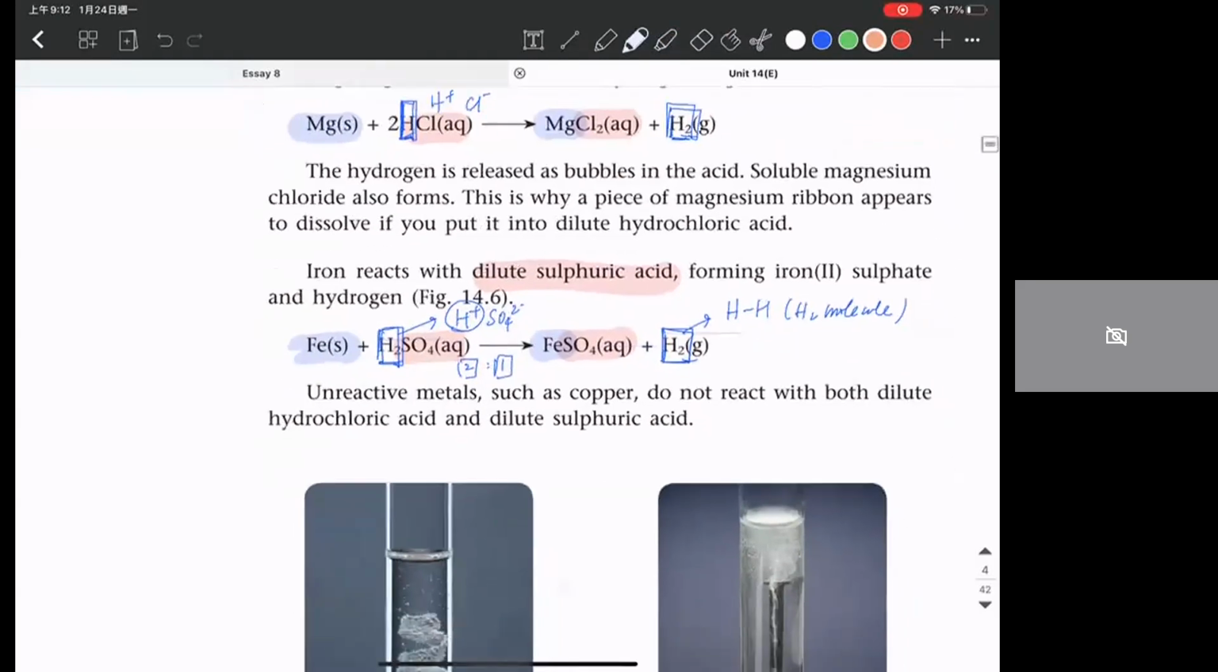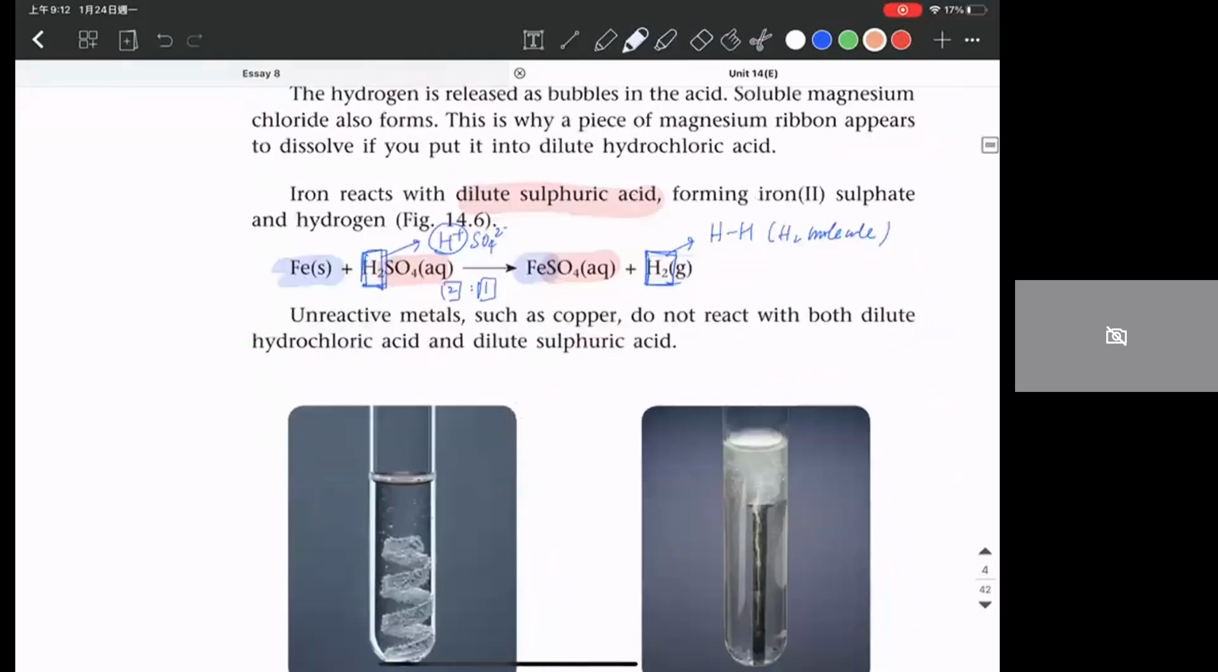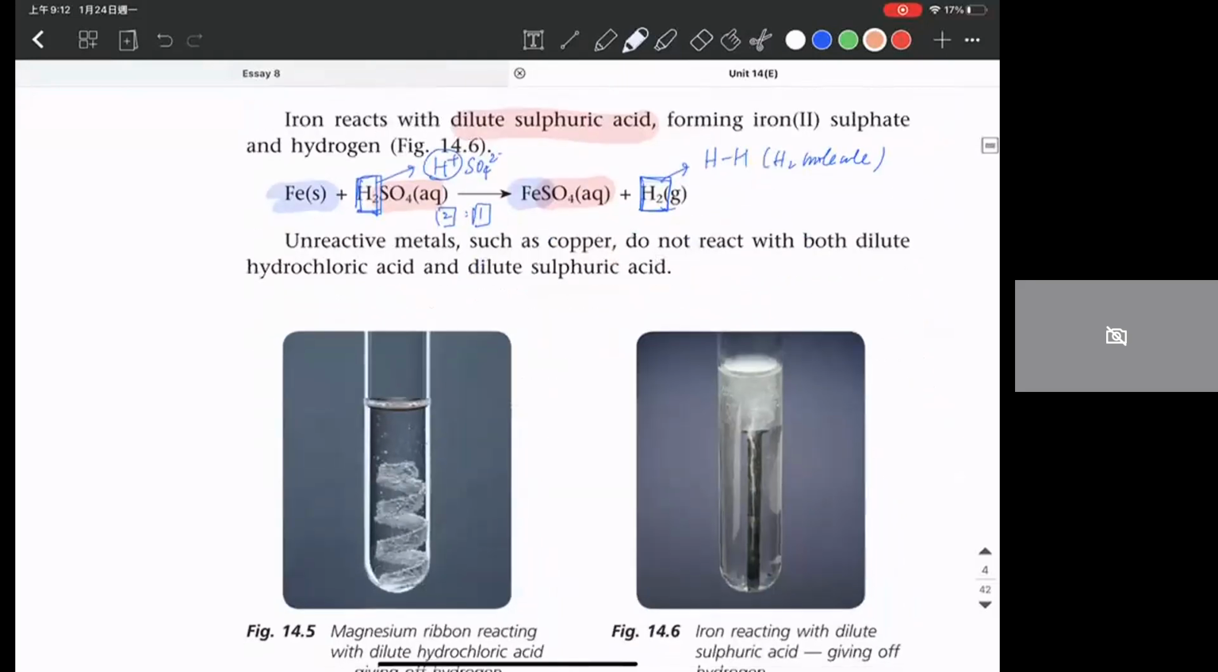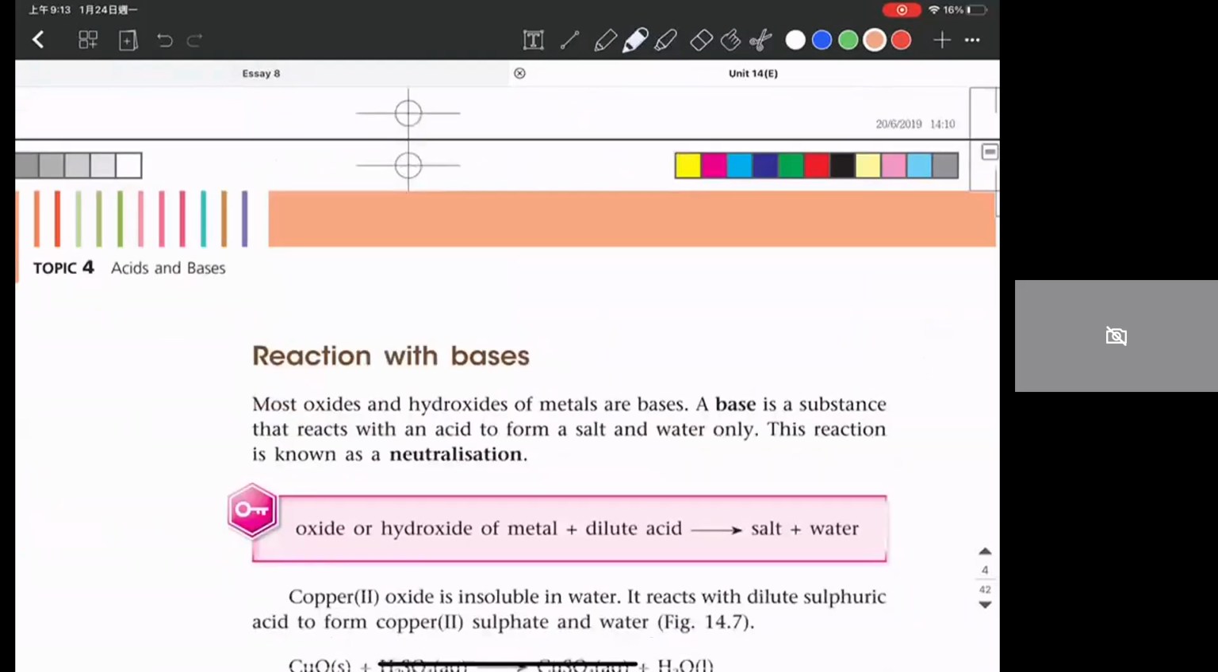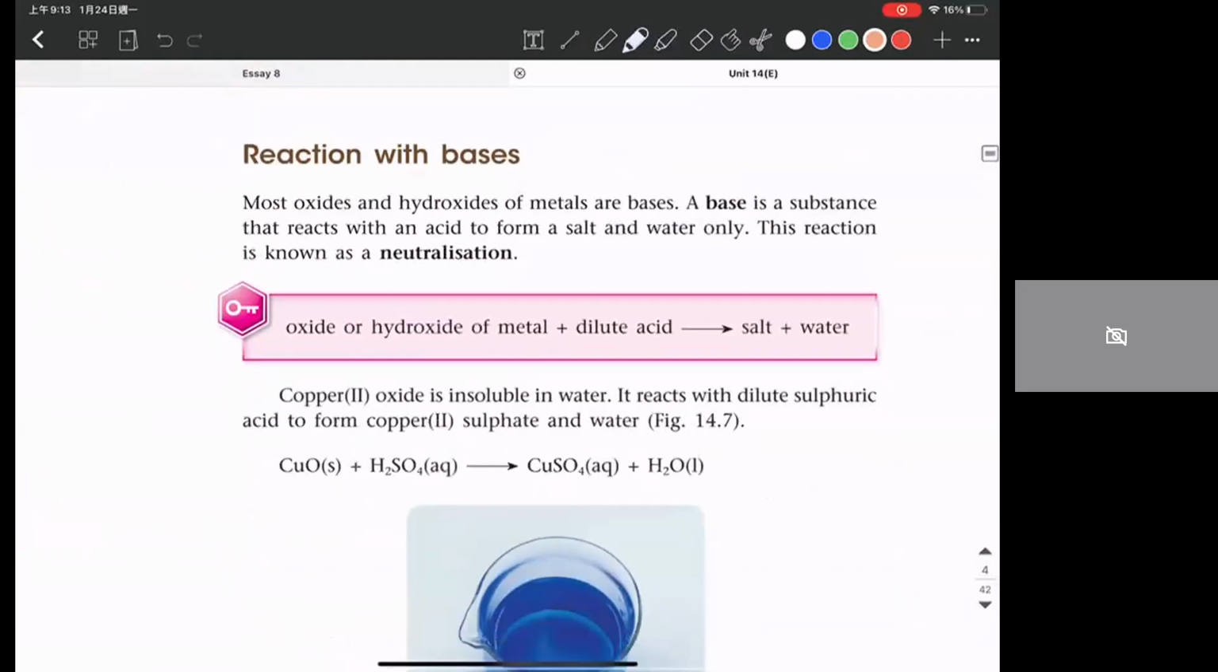So it's a matter of the speed of the reaction. Magnesium loses electrons more readily, so of course the evolution of bubbles is quicker when you compare with iron. It's easy, right? How about base?